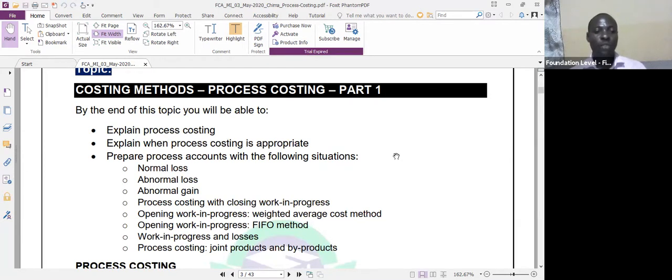Then part two, you would see opening work in progress, where you will now have the weighted average cost method, then the FIFO method, then work in progress and losses. Then you will see process costing, joint products, and byproducts. So for the next two classes, we'll be taking part one and part two. So today, we are concentrating on part one.